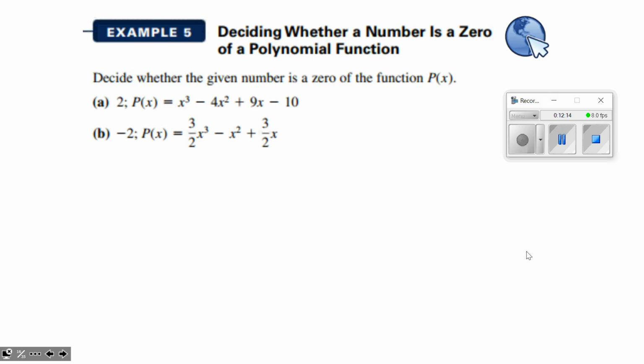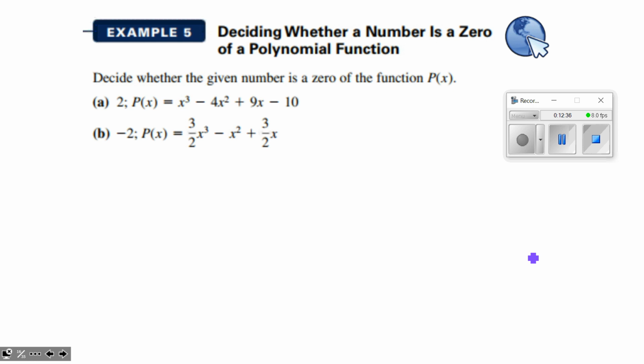All right, example 5 is deciding whether or not a number is a 0 of a polynomial function. There are a lot of ways to do this. We could look at it graphically. We could do synthetic division. We could plug it in and see if we get a 0. So we're going to look at it a couple different ways. The first thing I'm going to do is try synthetic division, and then we'll look at the graph and compare the two.